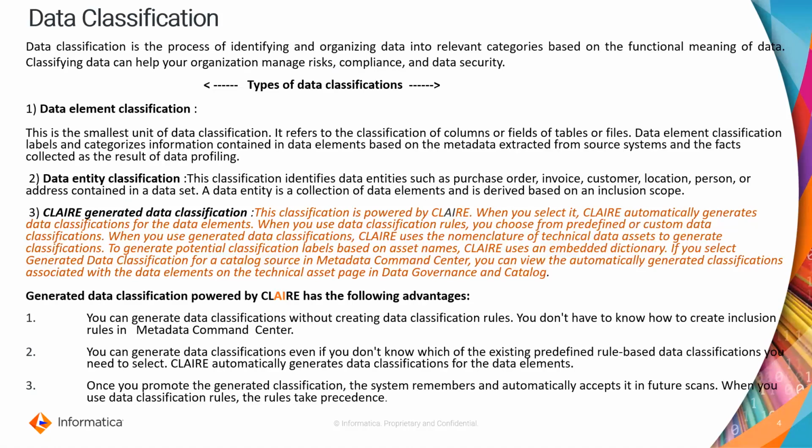Data element classification labels and categorizes information contained in the data elements based on the metadata extracted from source systems and the facts collected as the result of data profiling. So it looks at both in combination. One is the metadata names, second the facts and the characteristics of the data through the profiling.